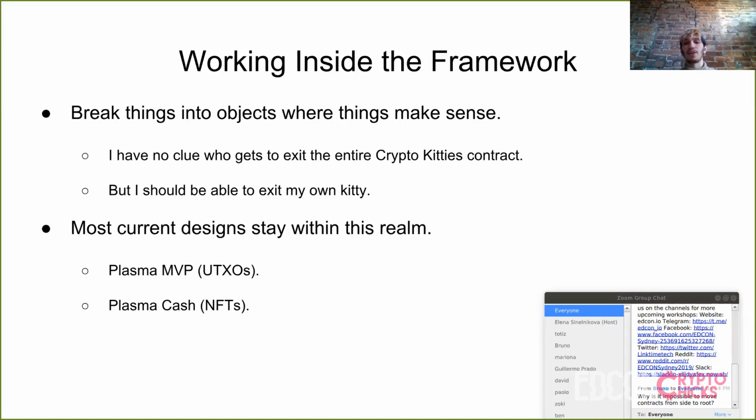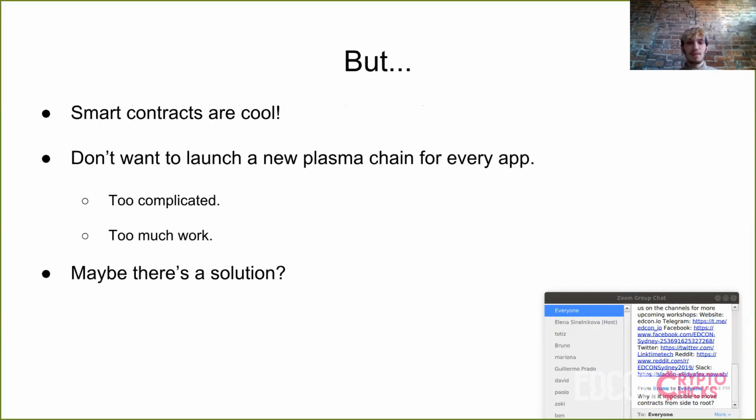And most of the current designs sort of stay within this realm, right? So Plasma MVP has unspent transaction outputs. It makes a lot of sense mentally, because it's very easy to point to who owns that output. Plasma Cash has NFTs. It's very easy to say each of these NFTs has an owner. I realized very late that these slides don't even have Plasma Cash information on them.